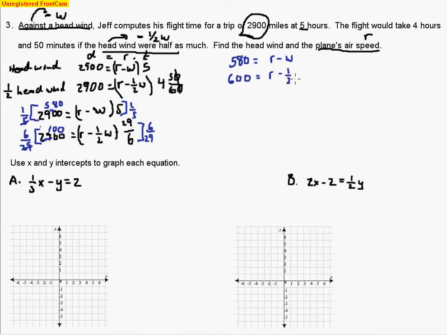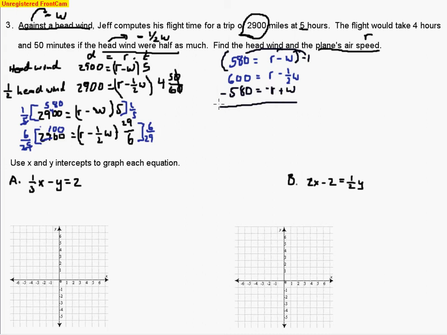And that makes the problem a whole lot easier. Well, I can't quite cancel out the r's yet. So we are supposed to find the headwind and plane speed. So I'm going to go ahead and multiply this top one here by a negative. So multiply it by -1, all the numbers there, and we'll get the r's to cancel. So it becomes negative 580 equals a negative r plus w.